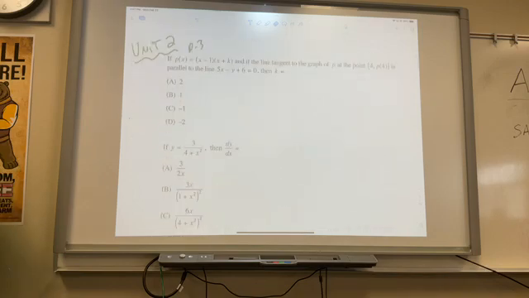All right. If some polynomial is x minus 1, x plus k, and the tangent line of the graph is parallel, then k equals. What the actual heck is this saying?